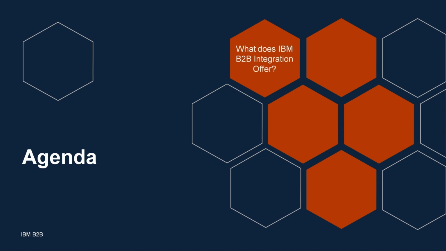First, we're going to look at what IBM's B2B integration offers. We'll then look at IBM's B2B Hub. We'll then explore and do a live demo of IBM Sterling Integrator and how that can be used to perform transformations. We'll then review IBM's B2B solution and see what the pros and cons of that are. And then we'll finish up with some closing thoughts.